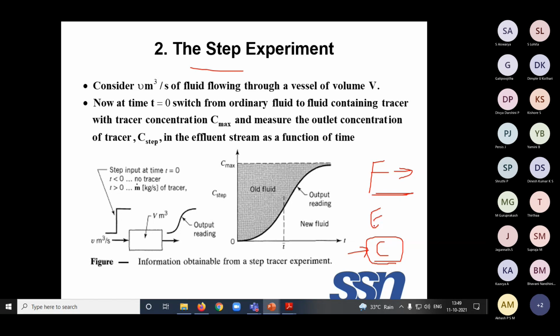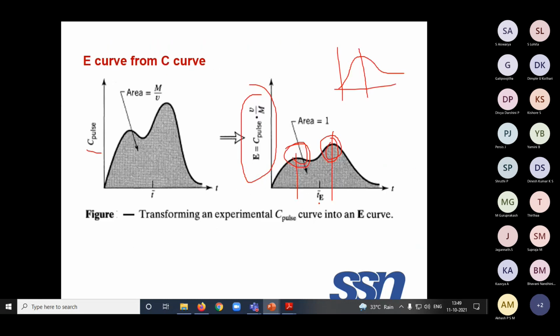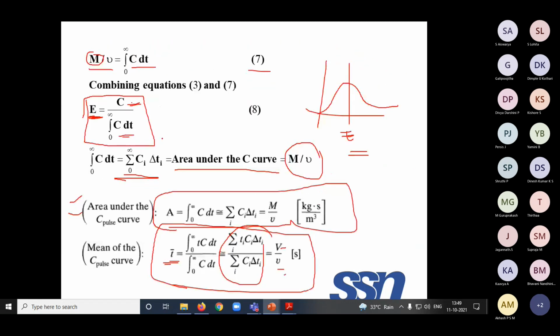So C curve to E curve is very important. How to convert C curve to E curve? By using this formula. The E curve is nothing but C divided by the sum of the area under the curve, the sum of the area under the concentrations. It will give you the E curve. Right. So I stop here.